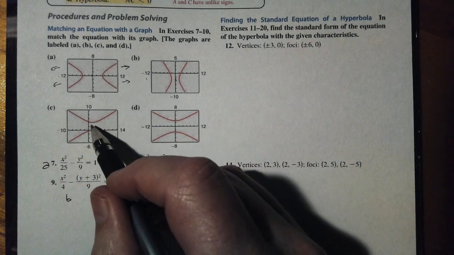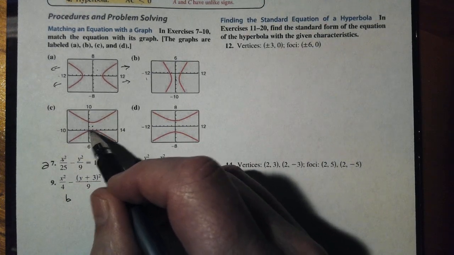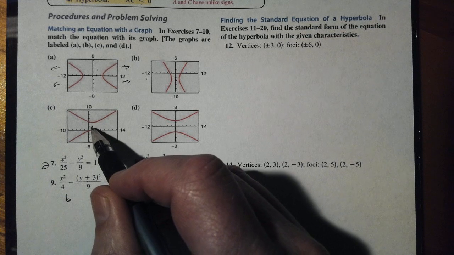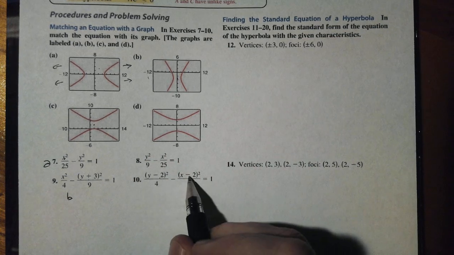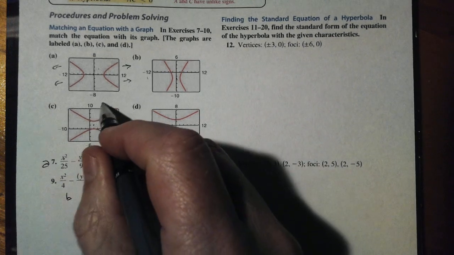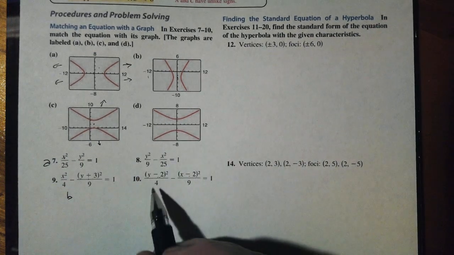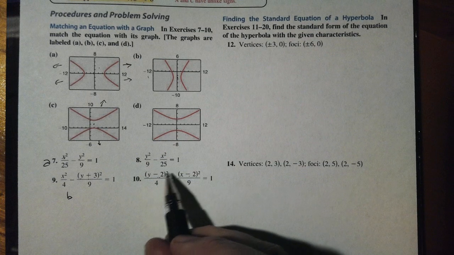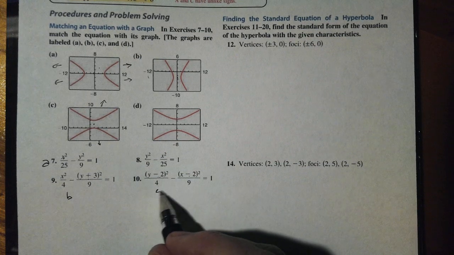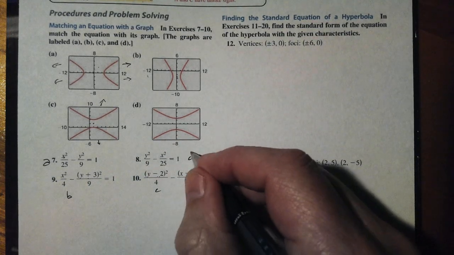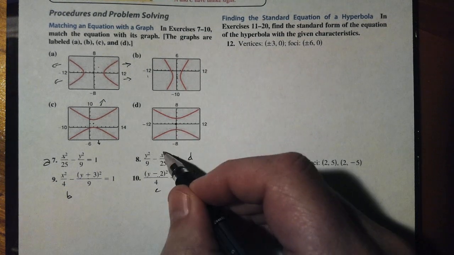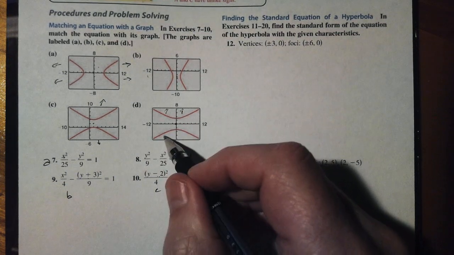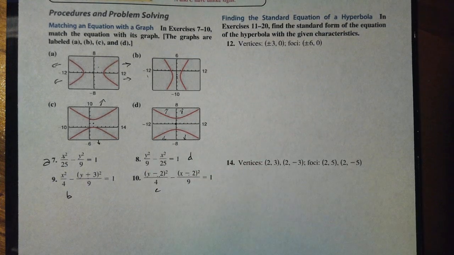C opens up and down. It looks like the center is over 2, up 2. Center x and y, 2 and 2. Also, it's opening up and down, so it should start with positive y squared. So this one's C. I guess this one must be D, but let's confirm. Center 0, 0, opens up and down, positive y squared.